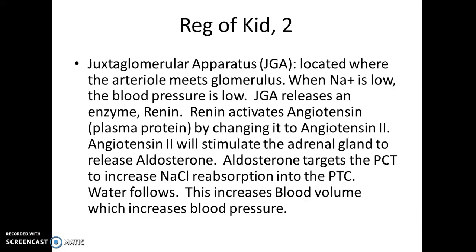The juxtaglomerular apparatus, thank goodness it has JGA as its initials, is located where the arteriole meets the glomerulus. So when sodium is low, the blood pressure is low. So the JGA releases an enzyme called renin. Renin will activate angiotensinogen, which is a plasma protein, and change it to angiotensin 2. Now, angiotensin 2 will stimulate the adrenal gland to release aldosterone. Aldosterone targets the proximal convoluted tubule to increase salt reabsorption into the peritubular capillary.